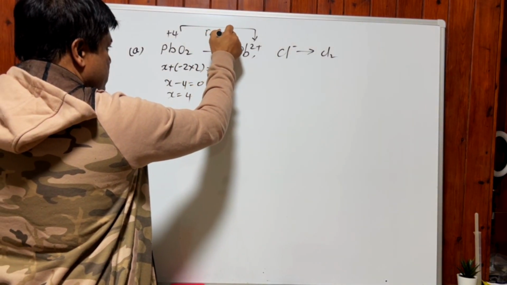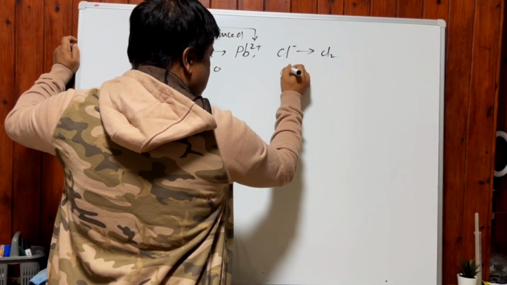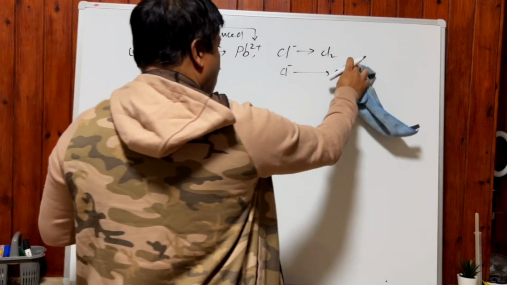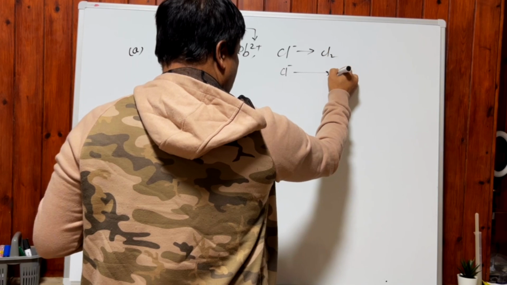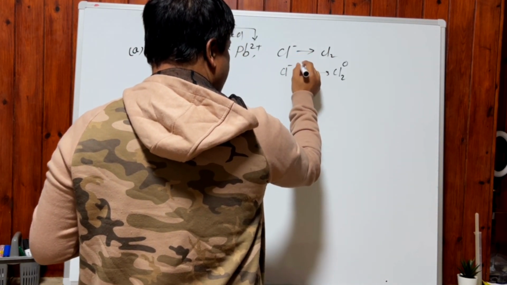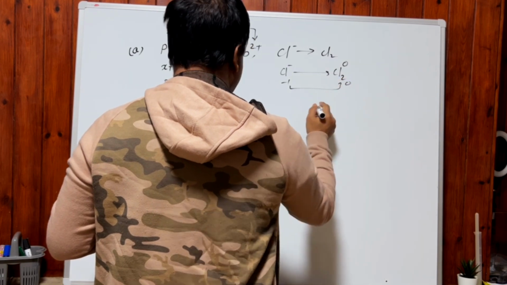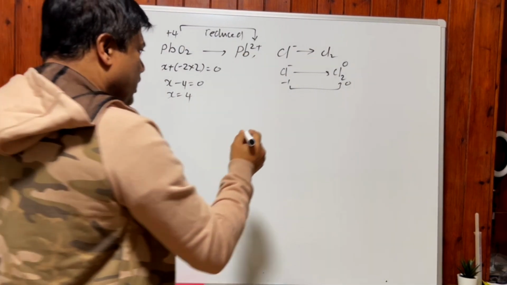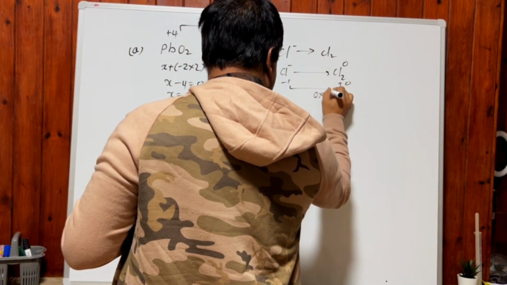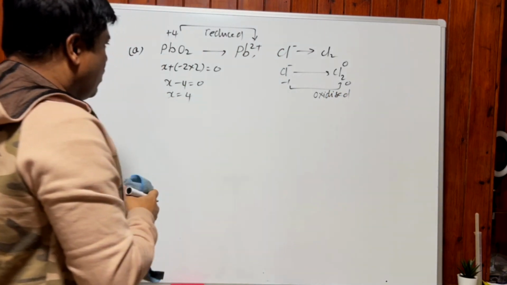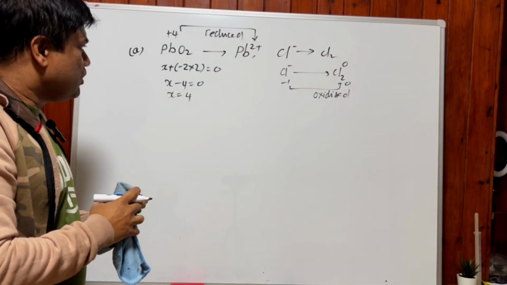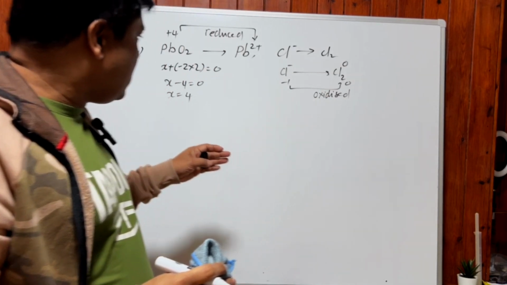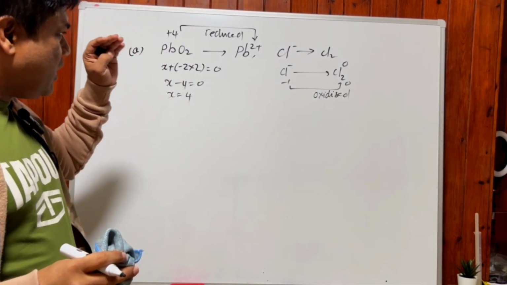This gets reduced. And look at that, Cl minus 1 becomes 0. Look at the chlorine. The oxidation state of chlorine in a chlorine molecule is 0. So minus 1 to 0 is an increase, meaning the oxidation number increases during that chemical reaction, meaning it gets oxidized.